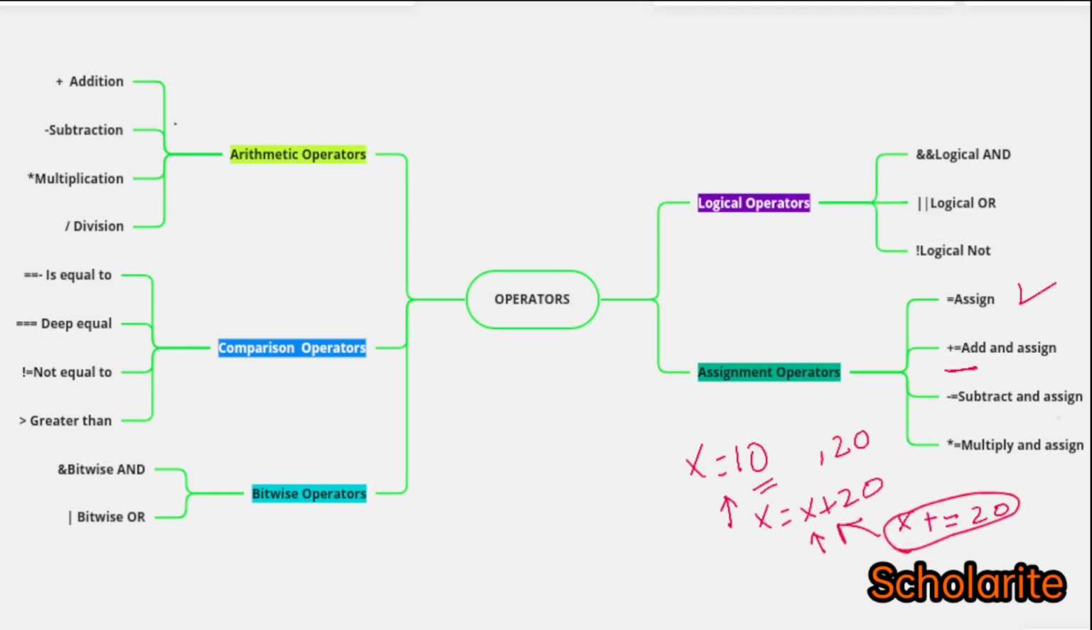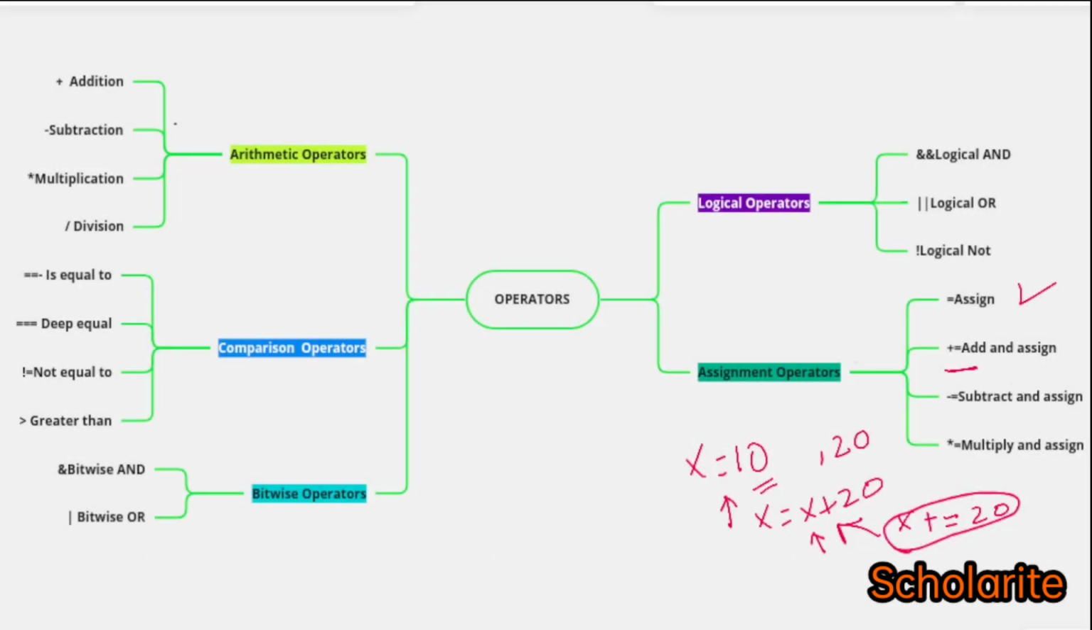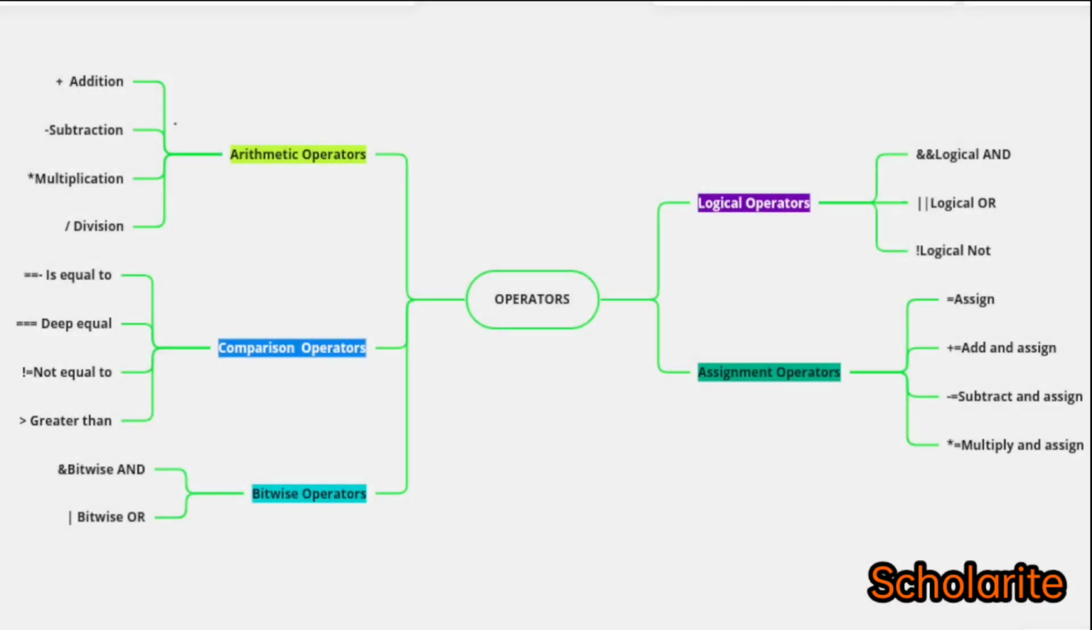Similarly, you also have subtract and assign, multiply and assign, and many more. I have considered add and assign to just give you an overview of how assignment operators or shorthand operators work. With this last type of assignment operator, which is the add and assign, I conclude this video on operators and the types of operators that are present in JavaScript.